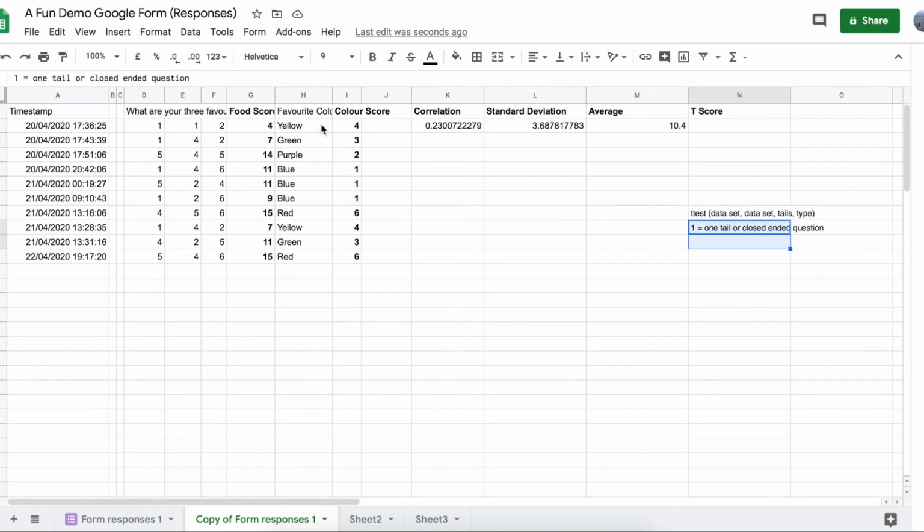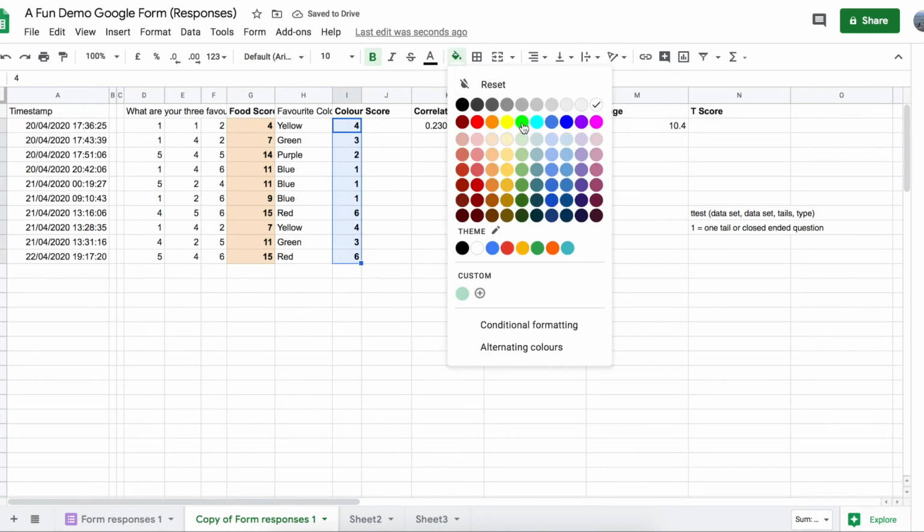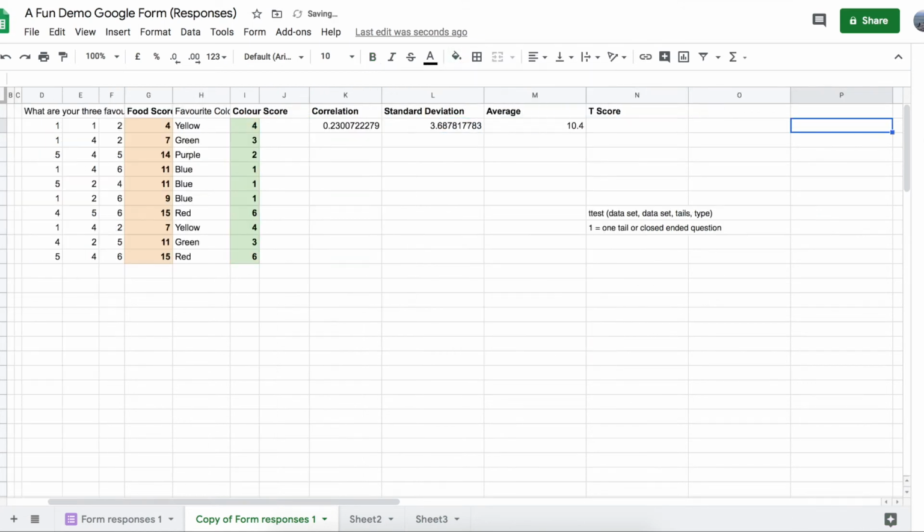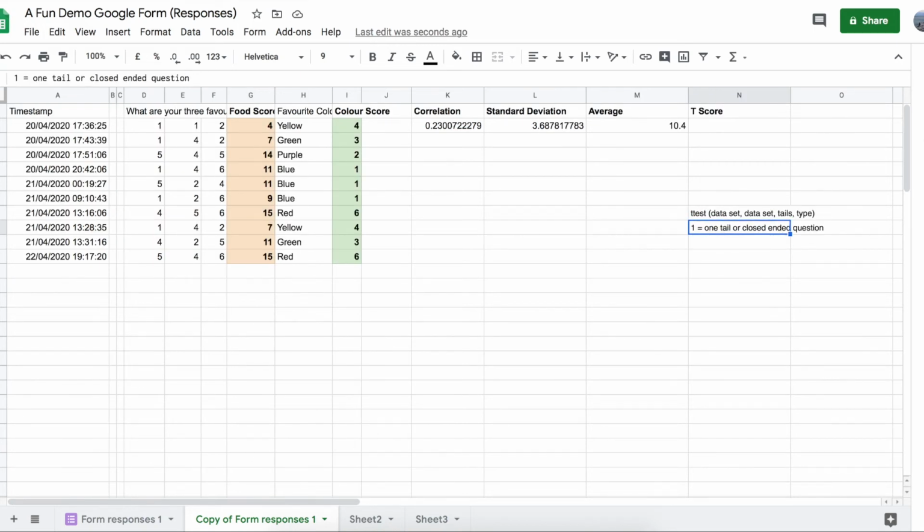So first, our data set's pretty straightforward. This is data set 1 right here. I'll highlight that so it's easy. This is going to be our data set 2. And we'll put those in the equation. The number of tails. This is simply a number that you'll put in. So 1 for one tail, or a closed-ended question. A yes or no question is a really good example of a closed-ended question.